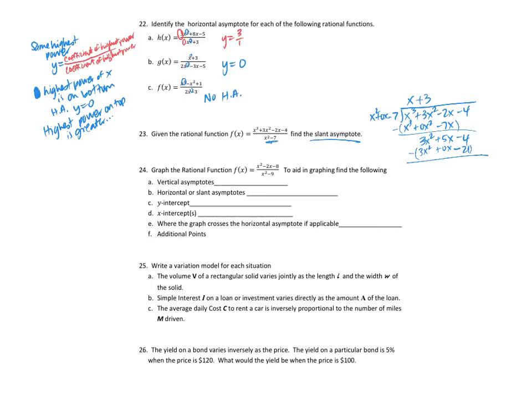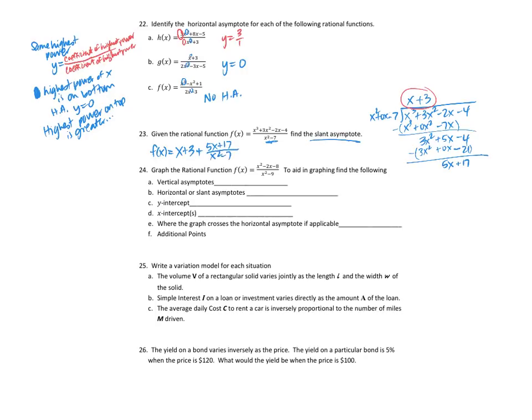And so the 3x squared goes away. 5x minus 0x is just 5x. Negative 4 plus 21 is going to be 17. So positive 17. Okay, and so what we're going to get there is that this f of x is equal to this x plus 3 here plus 5x plus 17 over that thing, x squared minus 7.